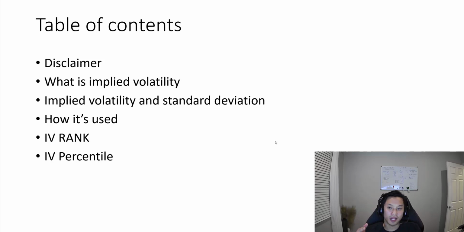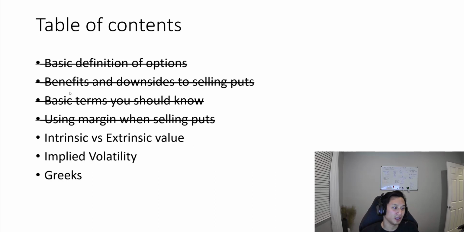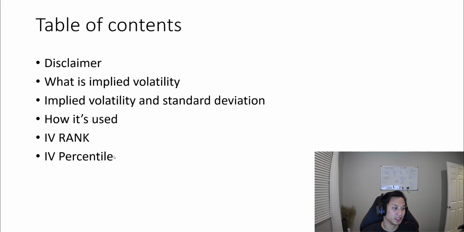This is part 5 of my beginner's guide to selling Tesla puts. If you haven't seen my other videos, check those out first. Today I'm going to go over implied volatility. And here's my little table of contents for this video.